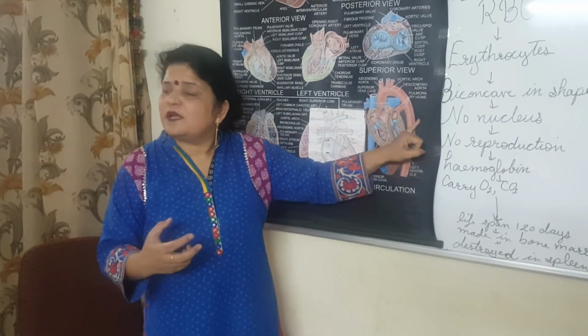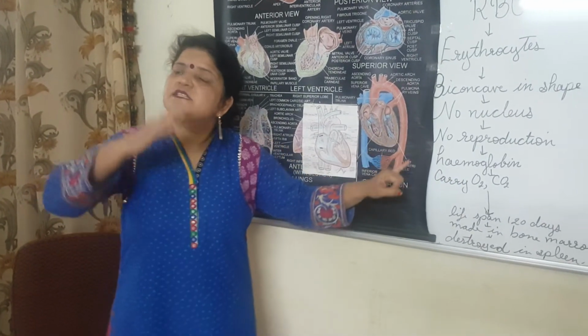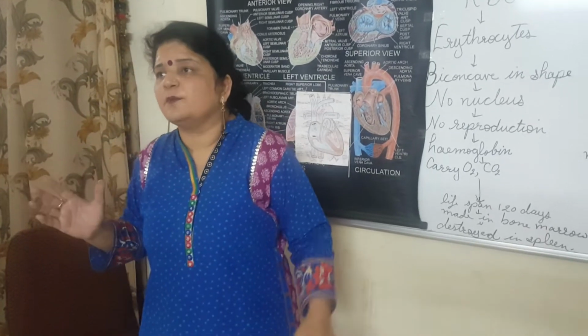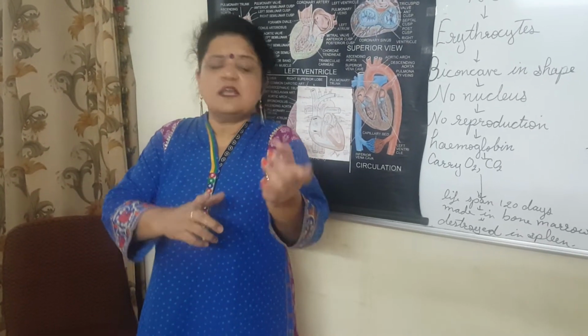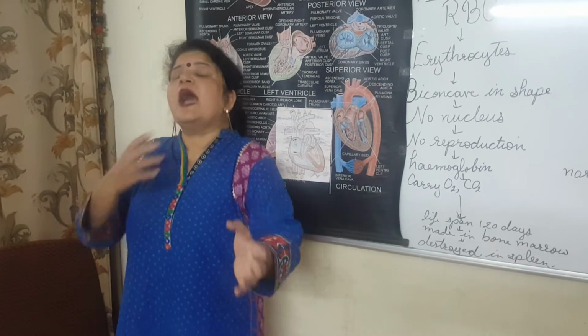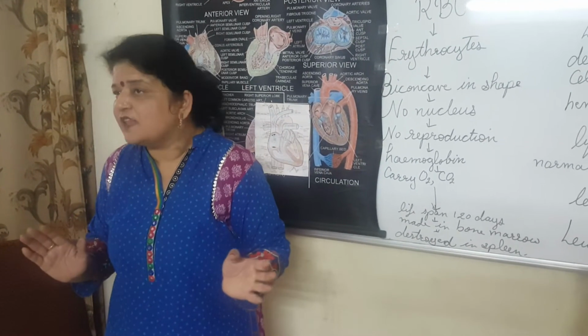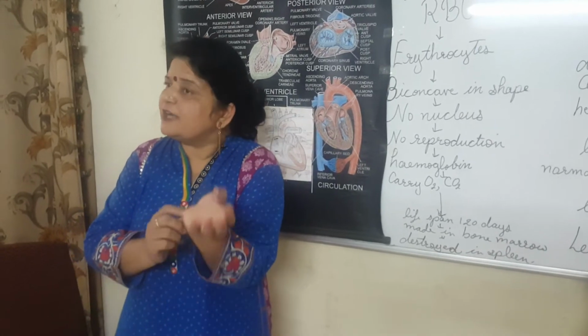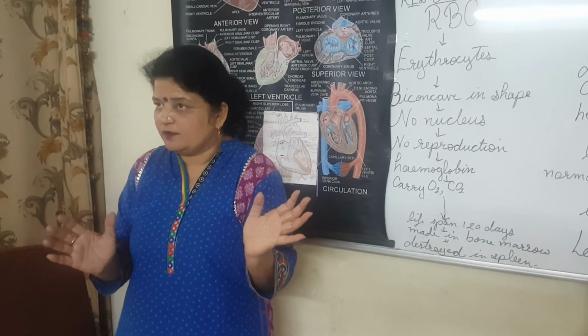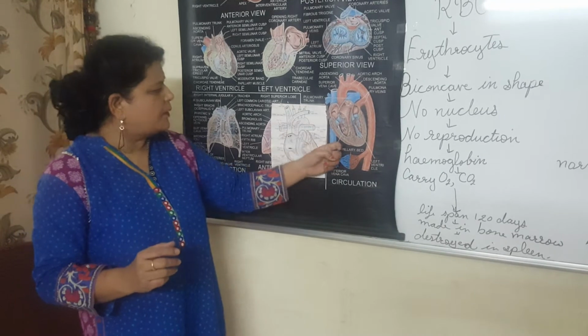Now, this blood is circulated to each and every part of your body. These arteries are thick-walled and they are present deep inside your body. There is no valve in the artery. They are present deep inside your body. You cannot see the arteries at all.